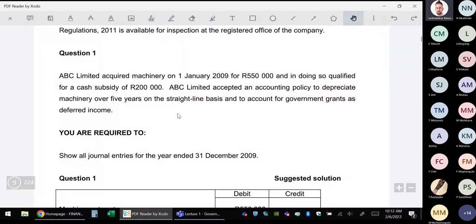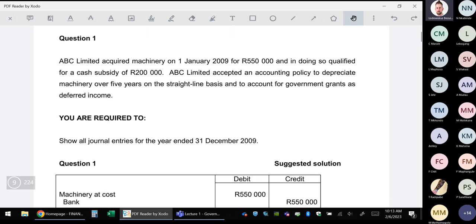All right, question 1. ABC acquired machinery on 1 January for 550, and doing so they qualified for cash subsidy of 200,000. ABC accepted an accounting policy to depreciate the machinery over 5 years on a straight line basis and to account for the government grant as deferred income. All right, what's the first thing we have to look for when we have government grants? Is it asset-based or income-based? This is asset-based.